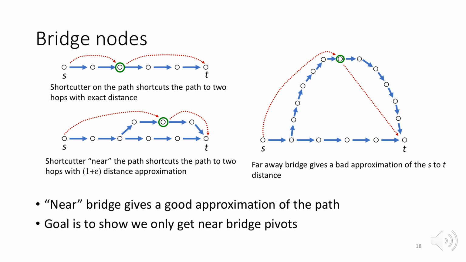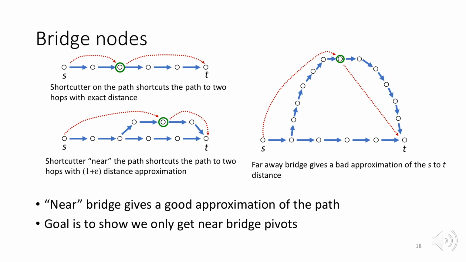Here I'll talk about what happens to bridge nodes if they're selected as shortcutters or pivots in our algorithm. So in the first case, the pivot is on the path, and that's a very good case for us because we shortcut the path to 2 hops with exact distance. The second case is that the pivot is near the path, meaning that it shortcuts the path to 2 hops with a 1 plus epsilon distance approximation, and this is also a good case for us.